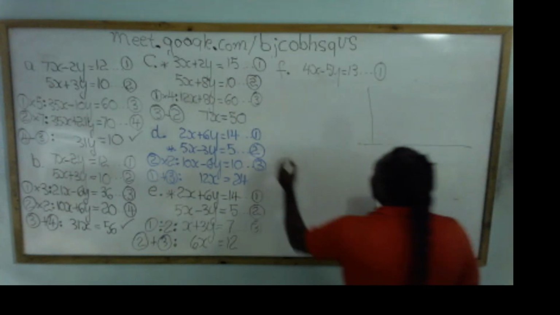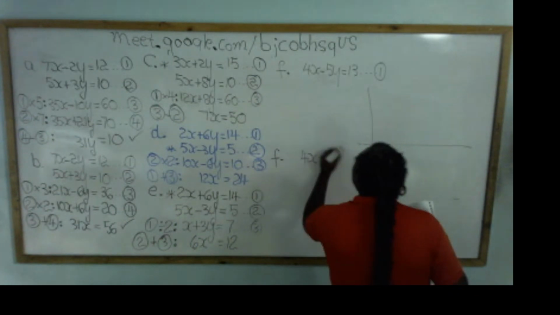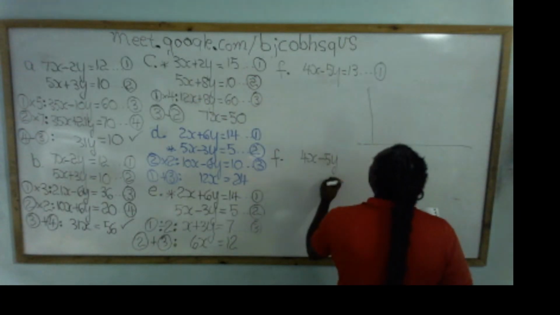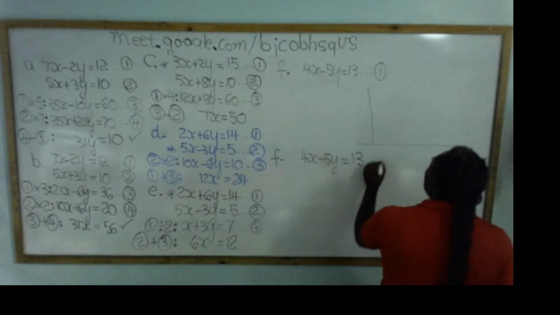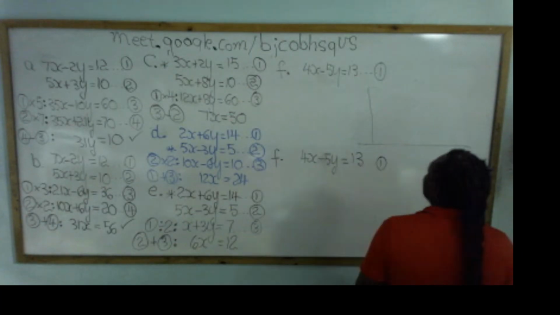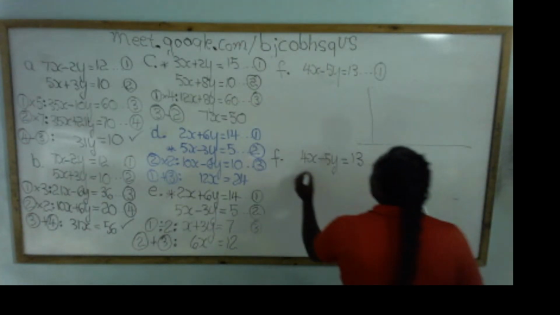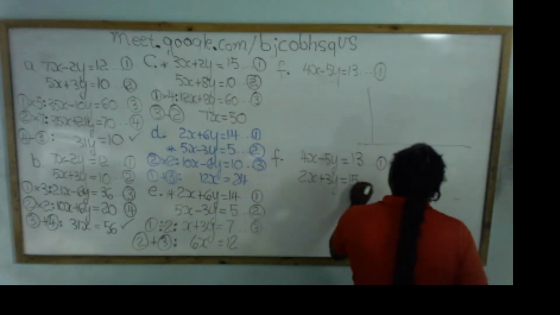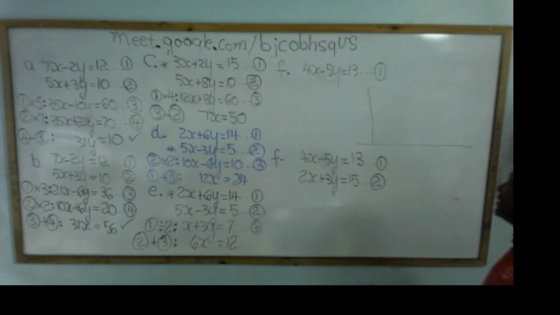So I'm going to put F and call it 4x minus 5y is equal to 13, and that's your equation 1. Then I'm going to say 2x plus 3y is equal to 15, and that is equation 2. So I'm answering now the question, when do you know when to divide from when to multiply?